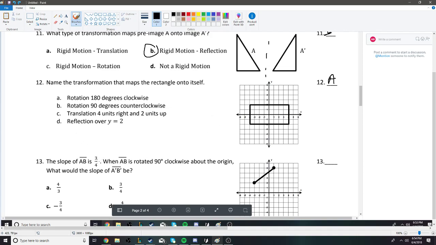The slope of 3 over 4, when it's rotated 90 degrees counterclockwise, or sorry, clockwise about the origin, what would the slope be? So whenever you rotate 90 degrees, slopes are flipping opposite. So 3 over 4 becomes flipped, and the opposite sign, which comes out to D.